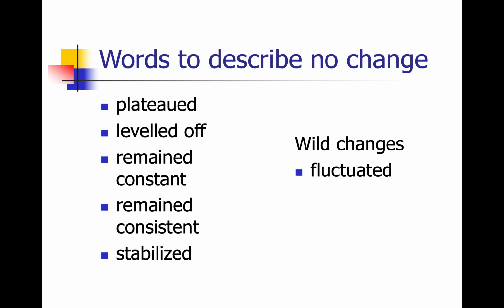We also have words that describe no change, like if something goes up and then stops, we can say it plateaued. Or if it goes down and then it stops, we can say it leveled off. Or if it doesn't really change, we can say it remained constant or remained consistent. Or if it moved a lot and then it stopped moving, we can say it stabilized. We also have a word for wild changes, up and down and up and down, and that word is fluctuated.